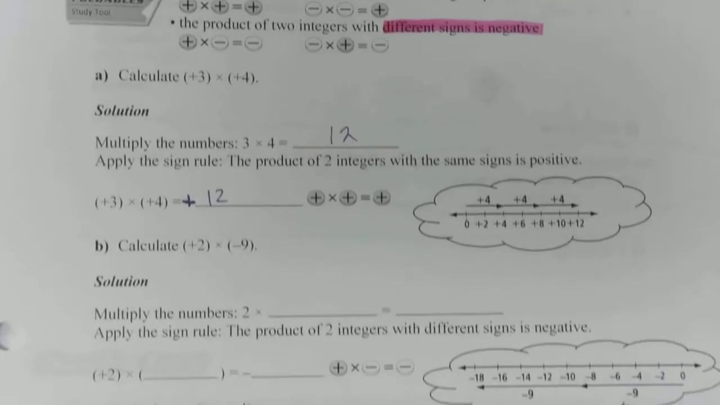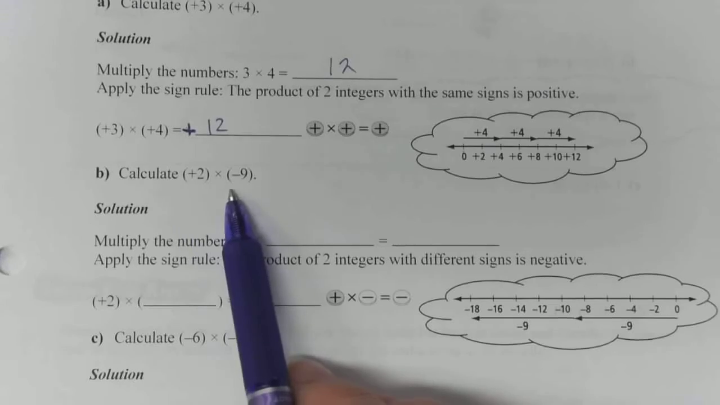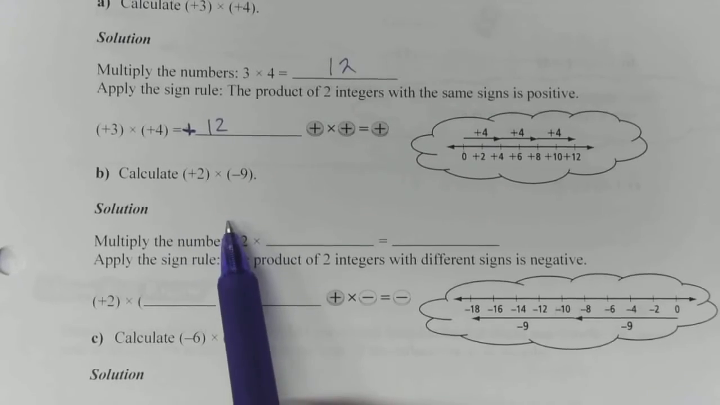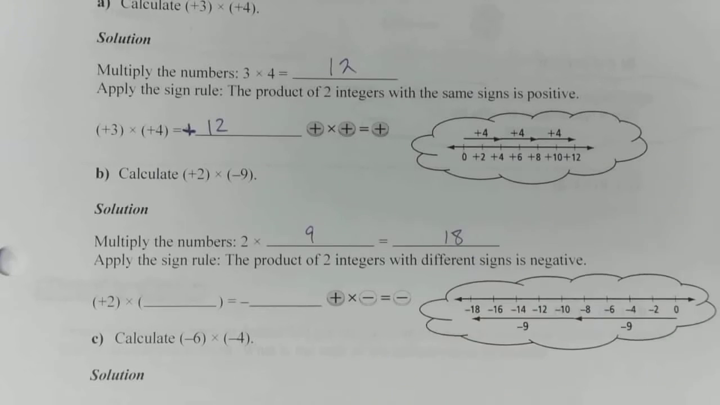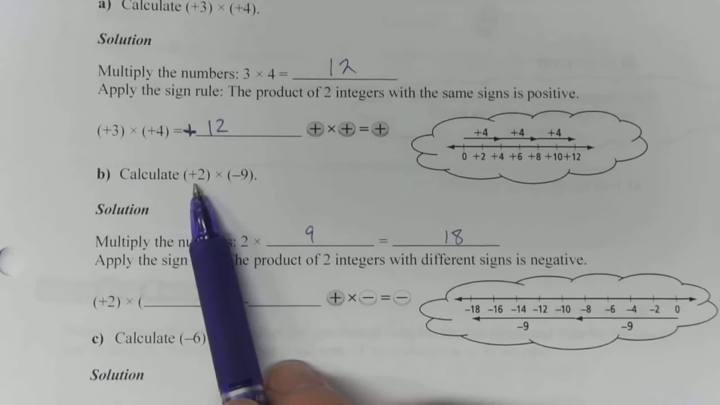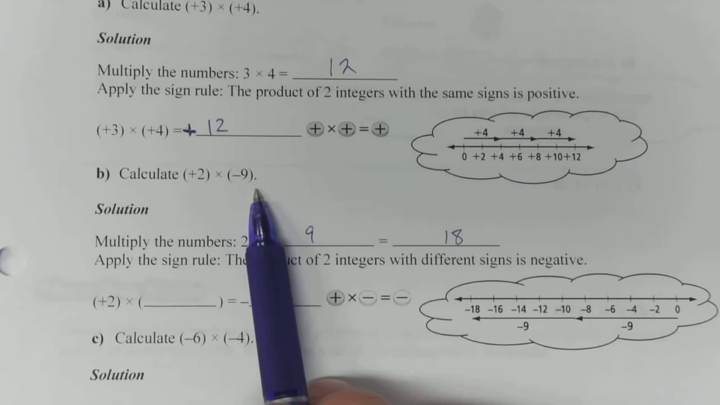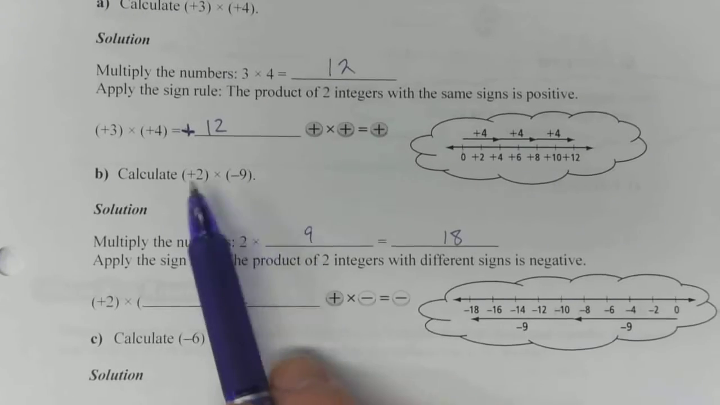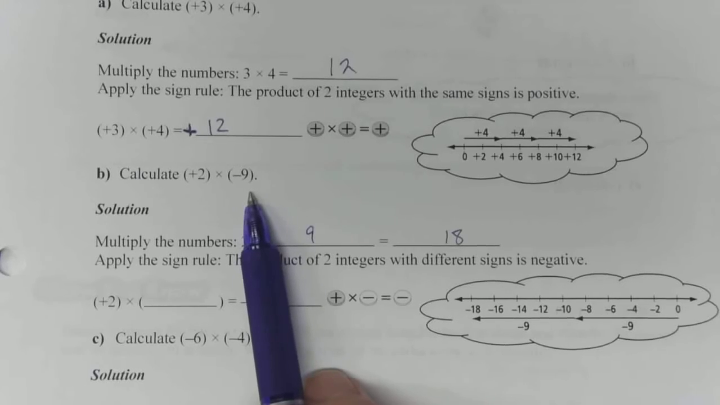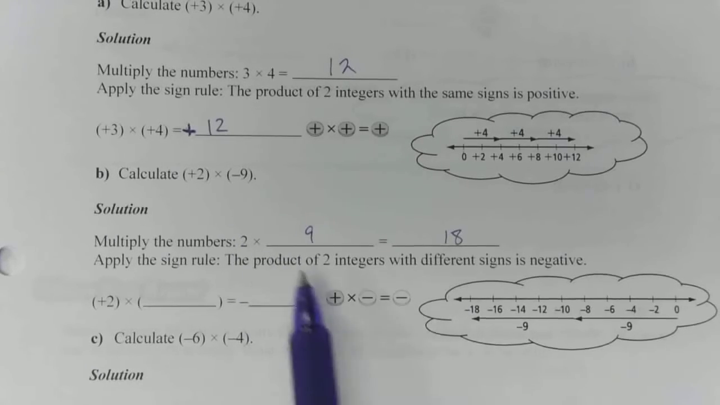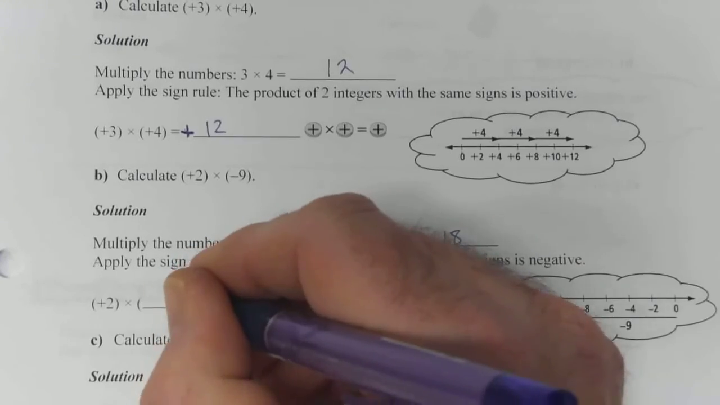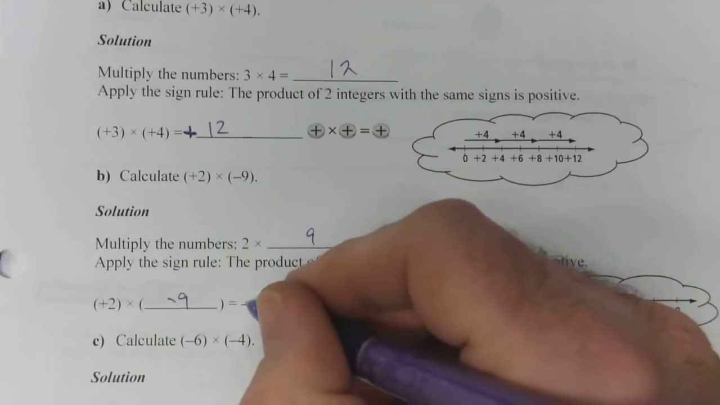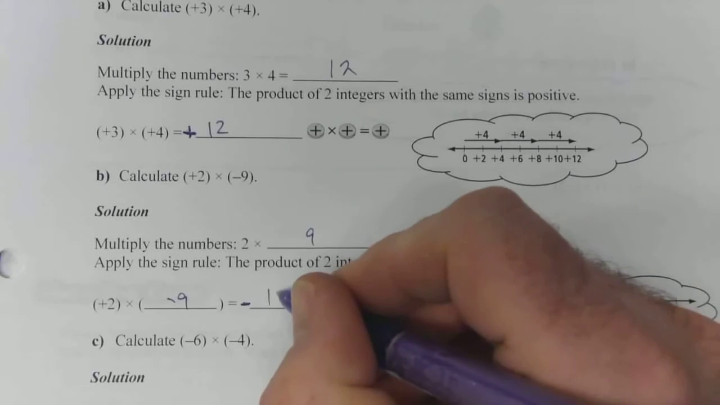Let's look at B. Calculate positive 2 times negative 9. Well, you multiply the numbers. 2 times 9 is equal to 18. Then you look at your rule. Well, I've got a positive and a negative. They're different, so they don't get along, so it's negative. So it'll be 2 times negative 9 equals negative 18.